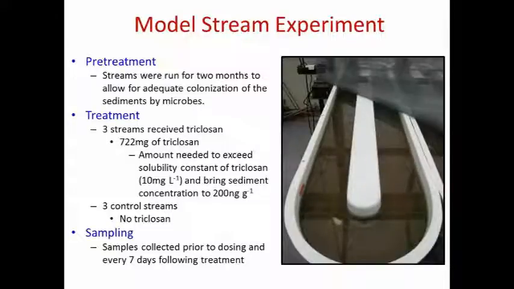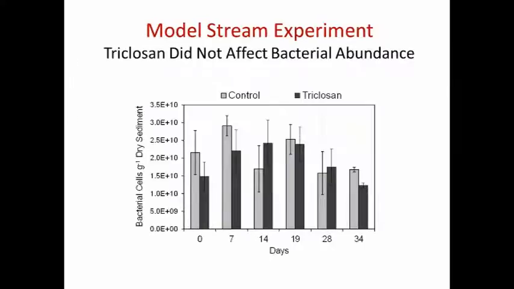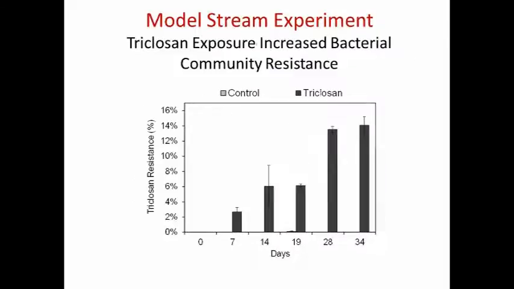And we sampled prior to dosing and then every 7 days after that for about 34 days to see what would happen to the communities. So the triclosan did not affect bacterial abundance. We were really surprised. This is an antibacterial compound. We added it at a fairly high dose. It didn't result in a dramatic decrease in bacterial abundance. There was no significant difference between control and treatment on bacterial abundance.